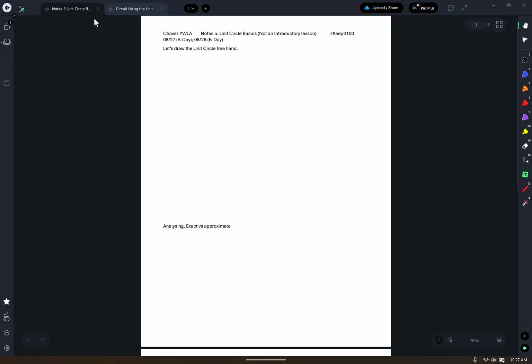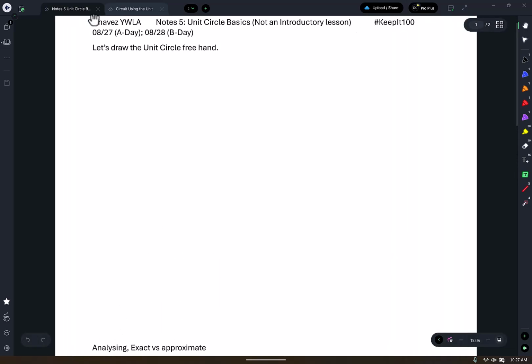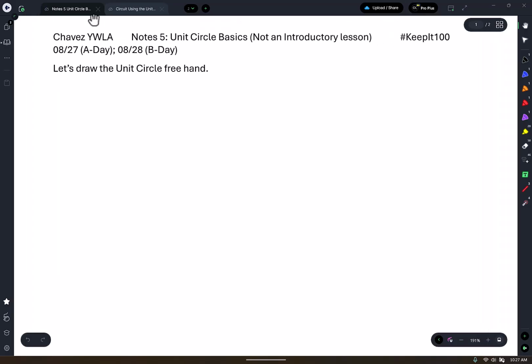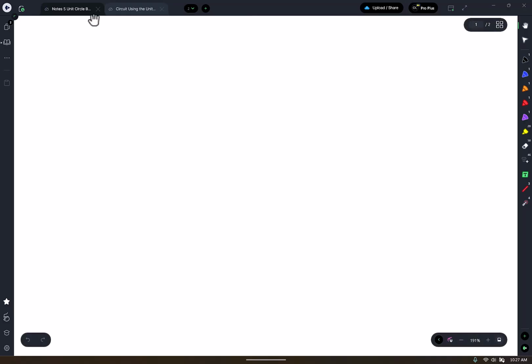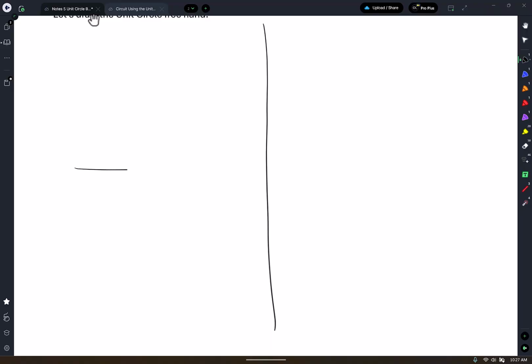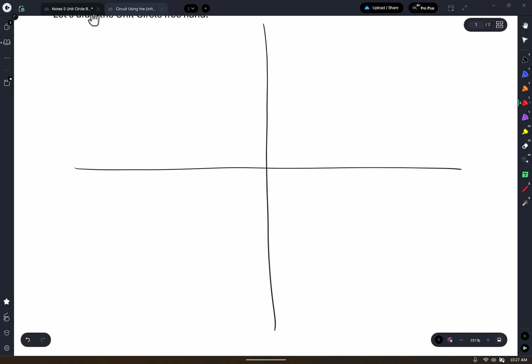Hashtag keep it 100. Note 5, not an introductory lesson, because supposedly we already know what's up with the unit circle. So here we go. I'm going to go slow, guys. Let's start off by drawing the unit circle. I'm going to make it big, take up the whole space. So here's my axis, here's the y-axis, here's the x-axis.